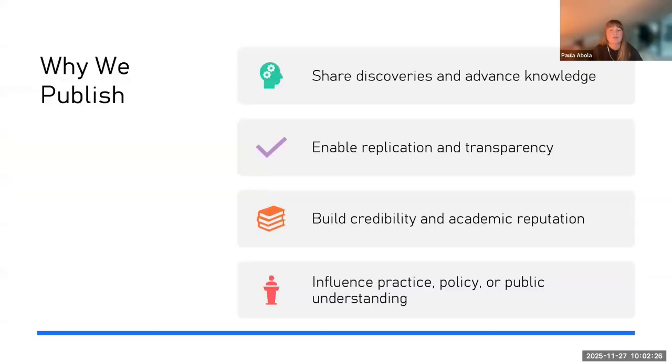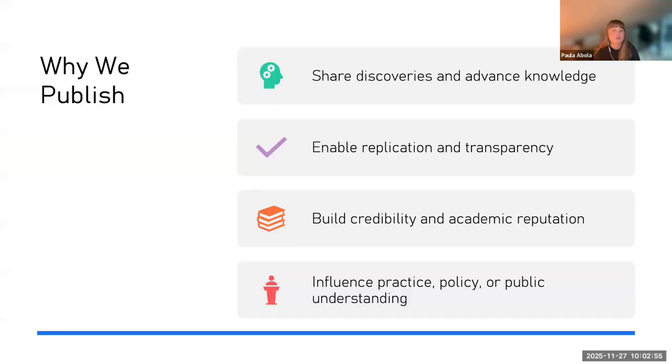Now we begin with the fundamental question: why do we publish at all? The primary reason is to share discoveries. Science advances when findings are communicated, not when they are locked in a file drawer. When you publish, you allow others to build upon your work, replicate it, or even challenge it. And this is how knowledge evolves, through transparency, replication, and open dialogue.